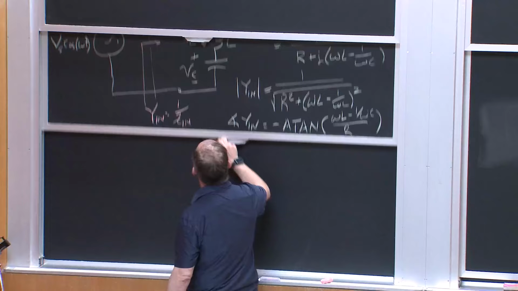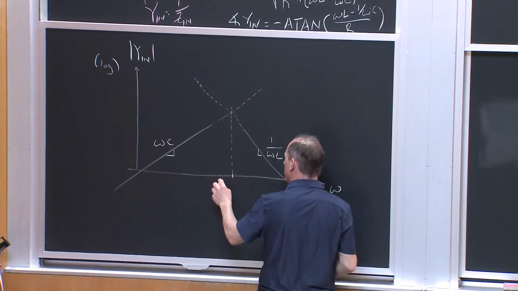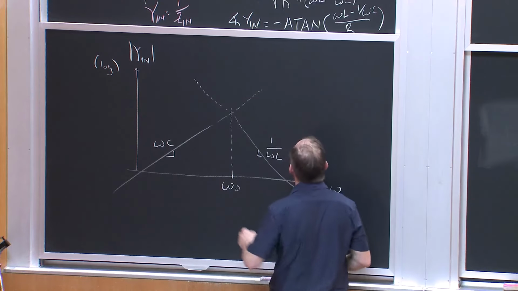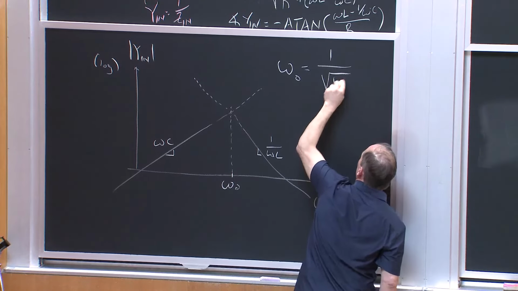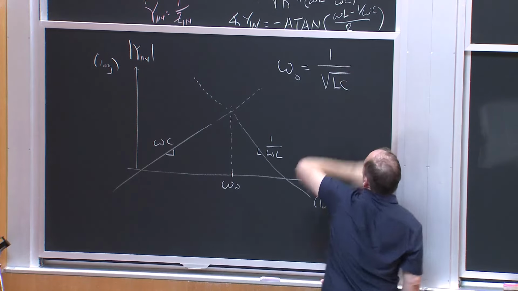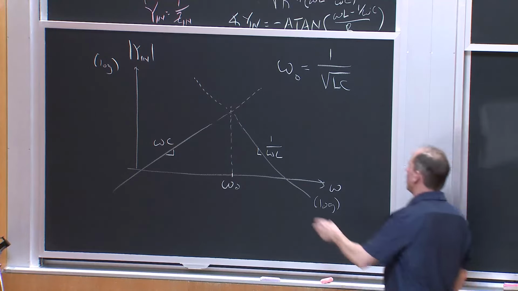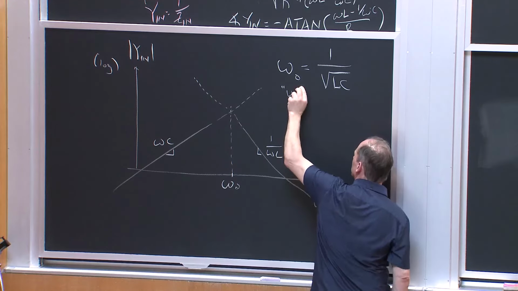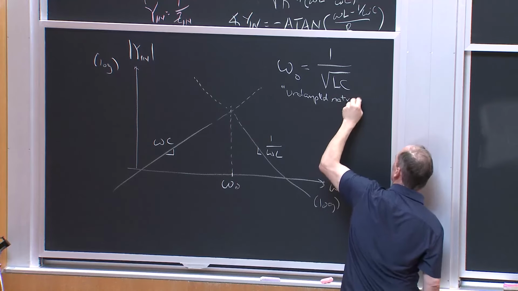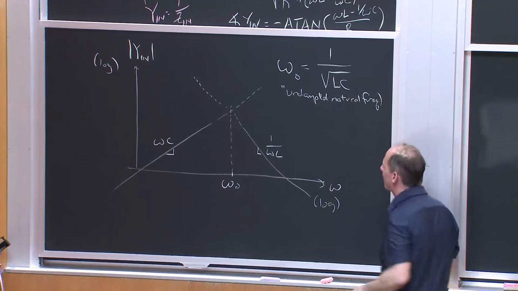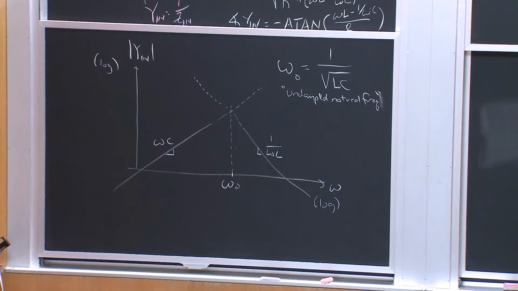If we work out what that is, it's very easy to show that the intercept point occurs at omega equal to omega naught, which is equal to 1 over the square root of LC. All I have to do is set those two equal to each other and find that omega equals omega naught. This is called the undamped natural frequency. I'm going very fast because this should be familiar territory to everybody, but I want to make sure we get it fixed in our heads.